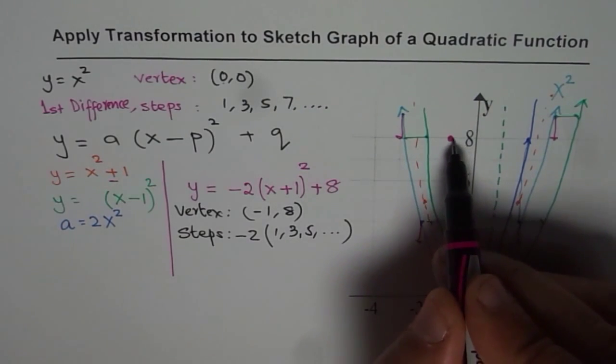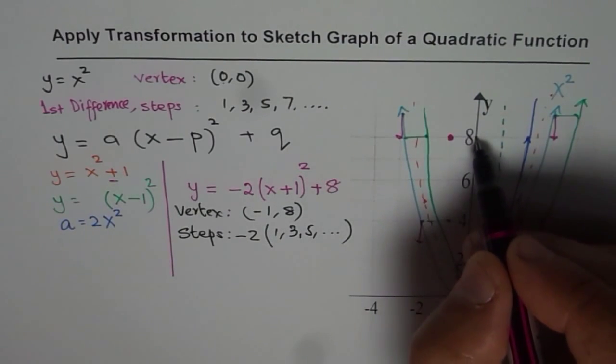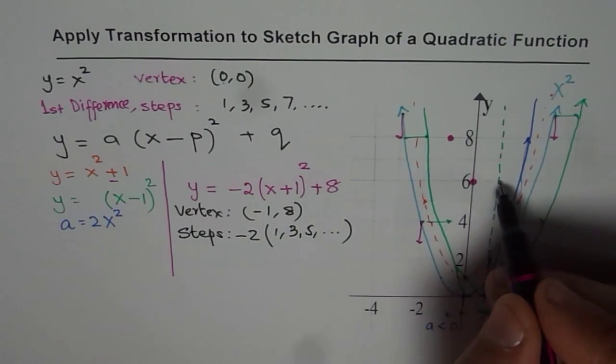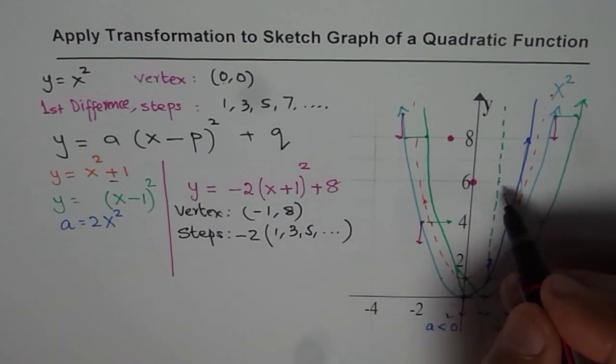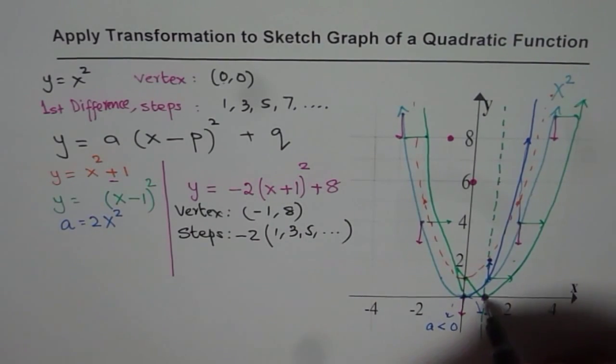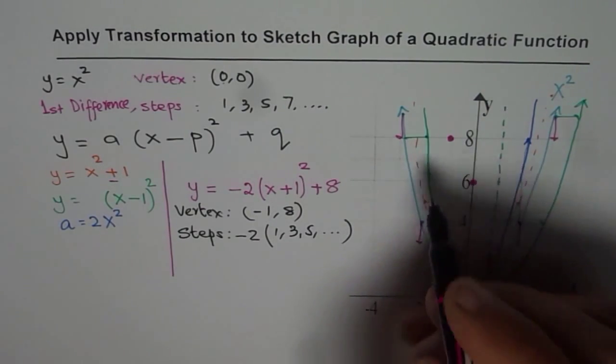As you move 1 unit away from here, you have to go minus 2 times 1, 2 units down. So if I move 1 unit away, I go 2 units down, so that is my next point. If I move 1 unit away again, this time 2 times 3 is 6. I have to go 6 units down. So there you are, 6 units down from here. And so on, right? Similarly, from the symmetry, we can get the points here also.